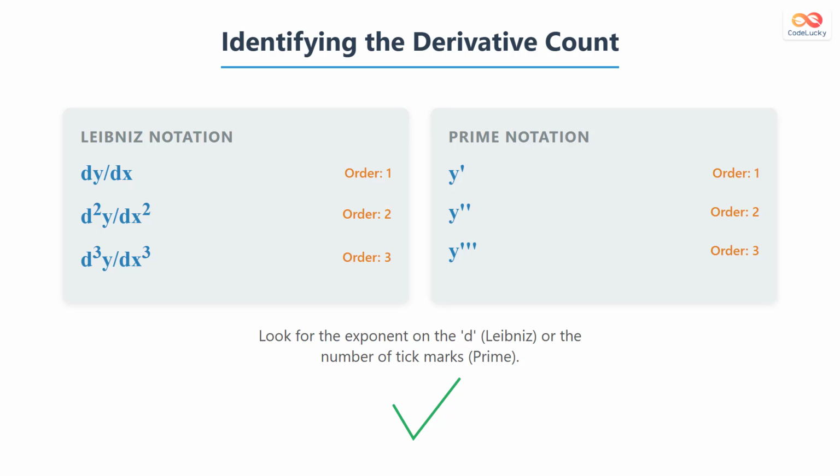You will see derivatives written in two main ways. First, Leibniz notation using d's. Here, you look at the superscript number on the d. Second, prime notation using tick marks. Y prime is order 1. Y double prime is order 2. Y triple prime is order 3. Just count the ticks or look at the number.